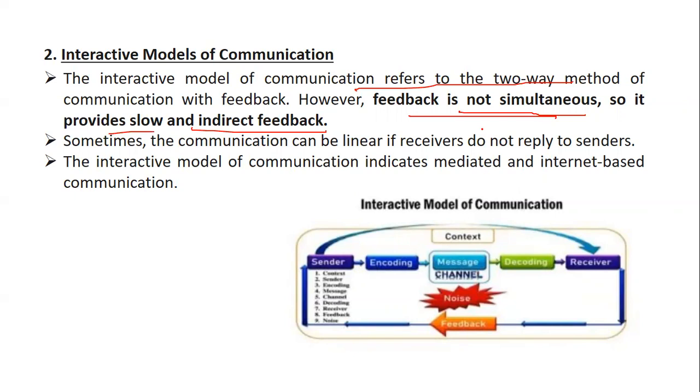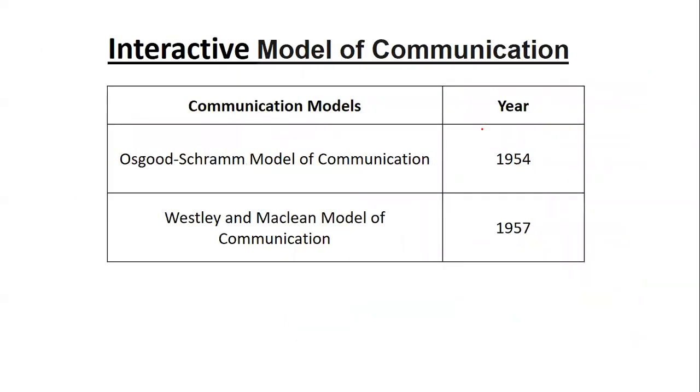The interactive model of communication indicates mediated and internet-based communication. Under the interactive model, we have two models: the Osgood and Schramm model of communication, and the Westley and MacLean model of communication. The reason to segregate them is that you may get a question where you have to identify which model comes under what. So under interactive, there are two models: Osgood's model and the Westley and MacLean model. Just now we studied our first type, linear, under which four models come: Aristotle's model, Lasswell's model, Shannon and Weaver's model, and Berlo's model. The reason to continuously repeat this is so that it gets captured in your memory. These are the three main types of models, and under them we have various types of models.